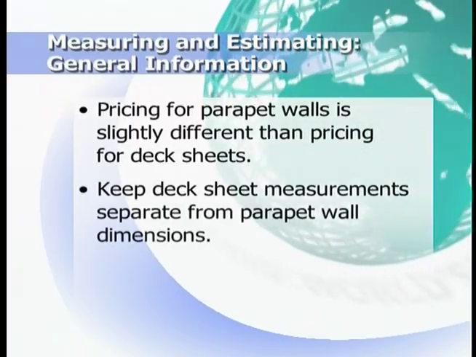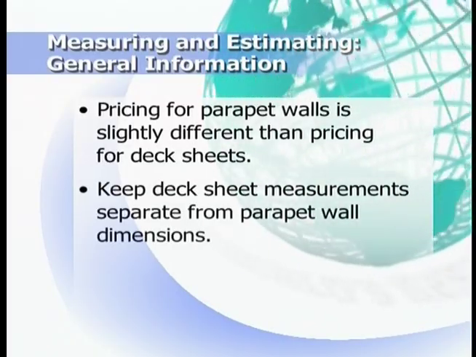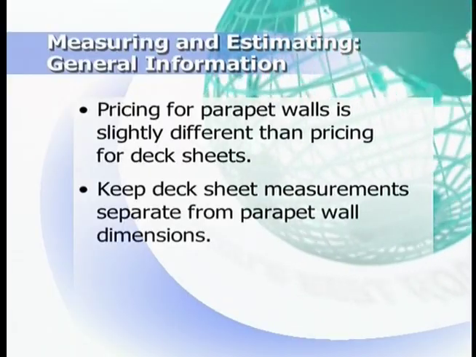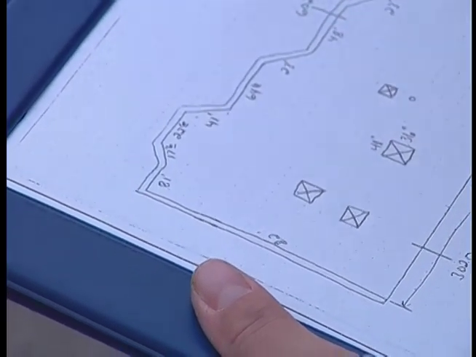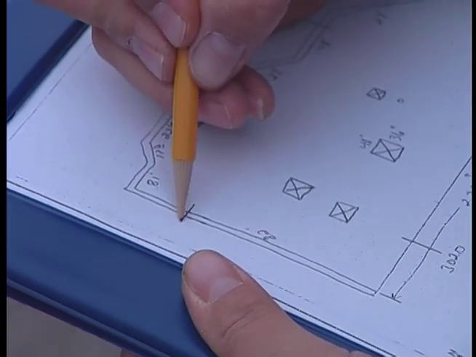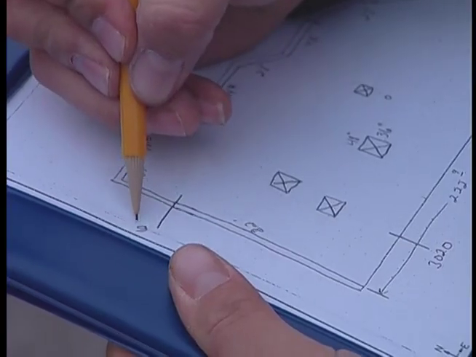So when you measure up a roofing project, remember that the measurements for the deck sheets should be kept separate from the dimensions of any parapet walls. Make sure to sketch in any parapet walls so that you can account for their height, length, and thickness.